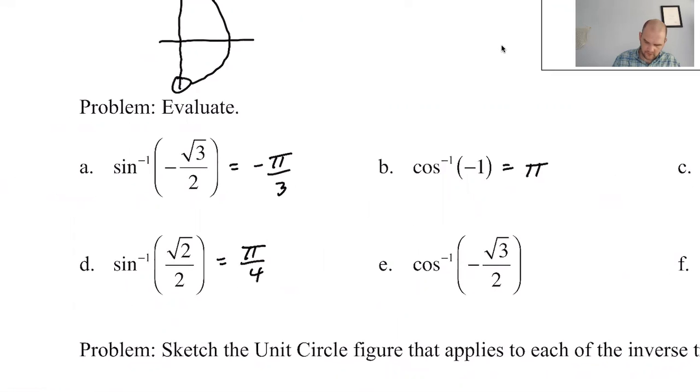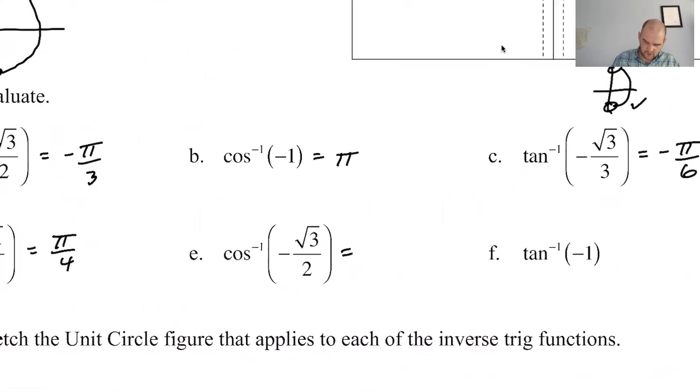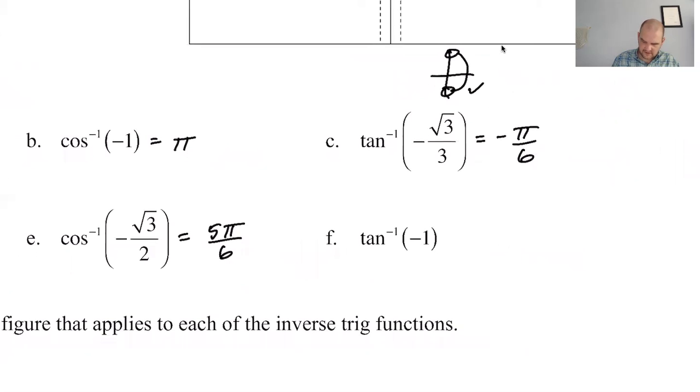Pi over 4. So it's got to be from quadrant 2, and it's got to be as far away from the y-axis as you can get. That's 5 pi over 6, and then this is negative pi over 4. Similar argument to what I did for C, or you could just have them memorized.